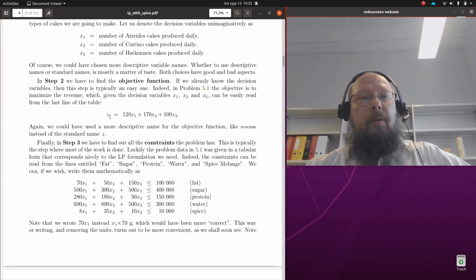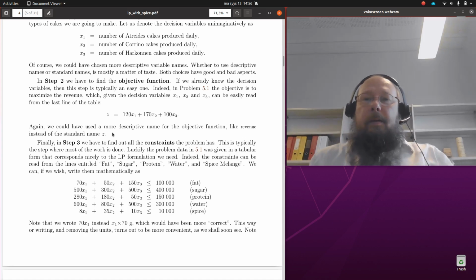And again, a small note: here I use the letter Z, which is typical in LP to denote the objective function of a maximization problem, and sometimes also of a minimization problem. Of course, it could be called anything, and we could have again used a more descriptive name like revenue for it, but let's use the standard name Z. So whenever you see a Z in these notes, it almost always means the objective function, and usually an objective function to be maximized.